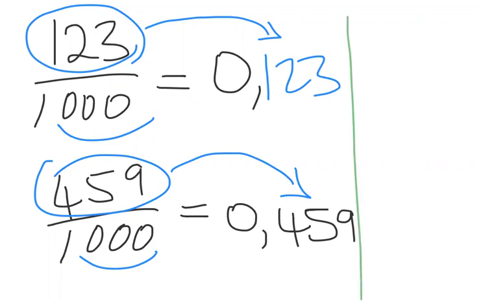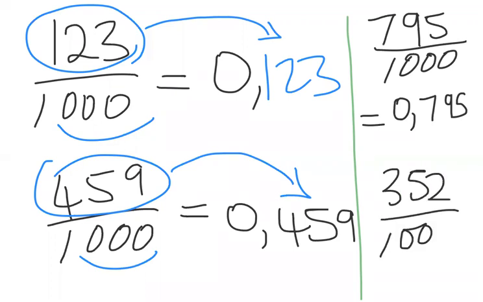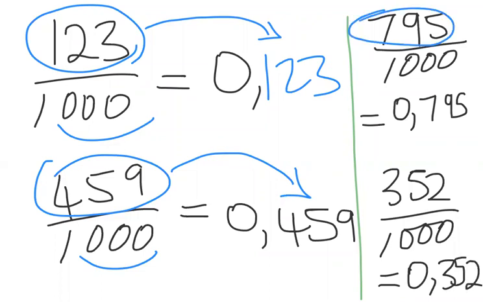So again, what is 795 over 1,000? That answer is 0.795. Lastly, what is 352 divided by 1,000? That answer is 0.352. Again, I just took whatever is on top, if there are 3 numbers, and I just put it there at the right. Same with the 352. And then remember, you can only do that if the bottom has got 3 zeros.